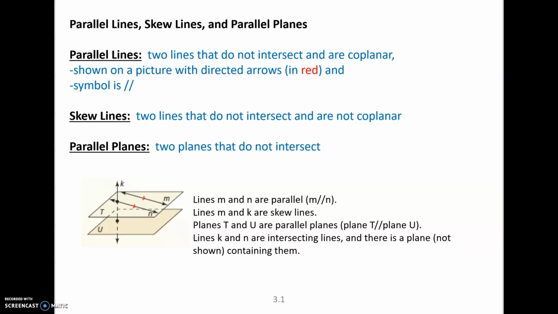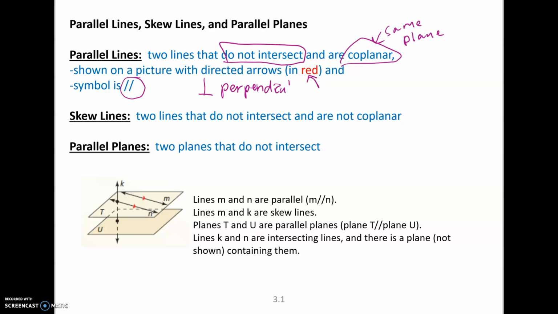So what we're going to talk about next are parallel lines. Parallel lines are two lines that do not intersect and are coplanar. Remember, that means same plane. That's something we talked about in chapter 1. So two lines that are on the same plane that will never intersect. They are shown in the picture with the red arrows, and our symbol is two lines, just like this one, the upside down T we said meant perpendicular. Two lines means parallel.